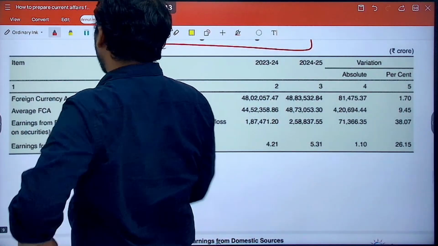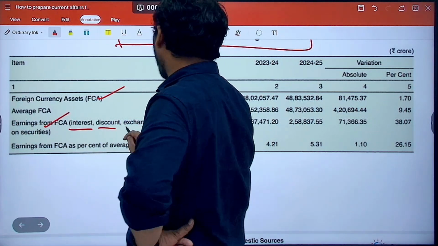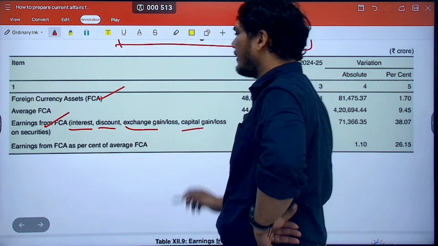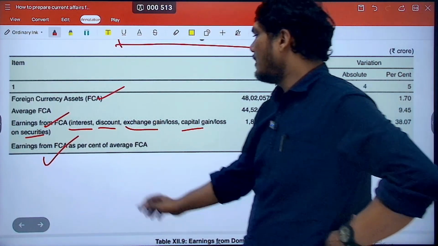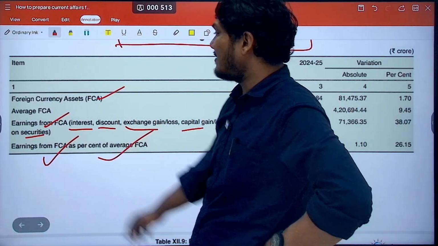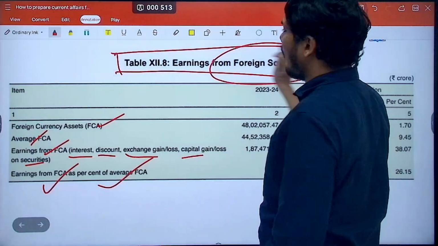It mentions the foreign currency assets, right? Earning from foreign currency assets: interest, discount, exchange gain/loss, capital gain/loss on securities, earning from foreign currency assets as percent of average foreign currency asset. All these are its foreign sources of earning.